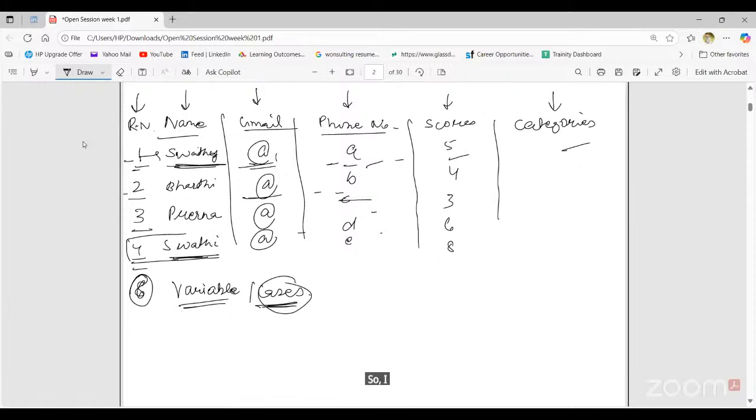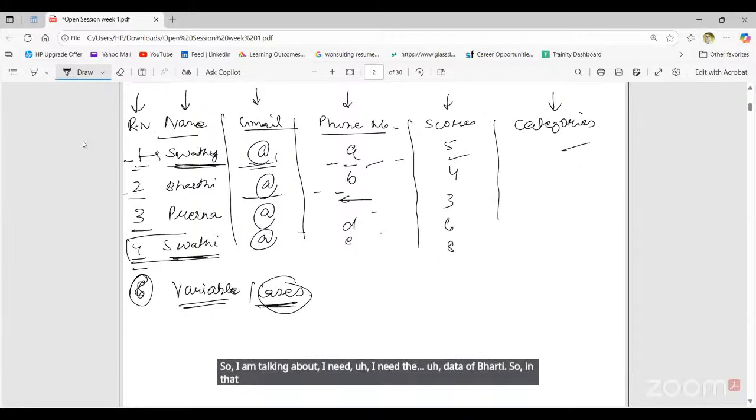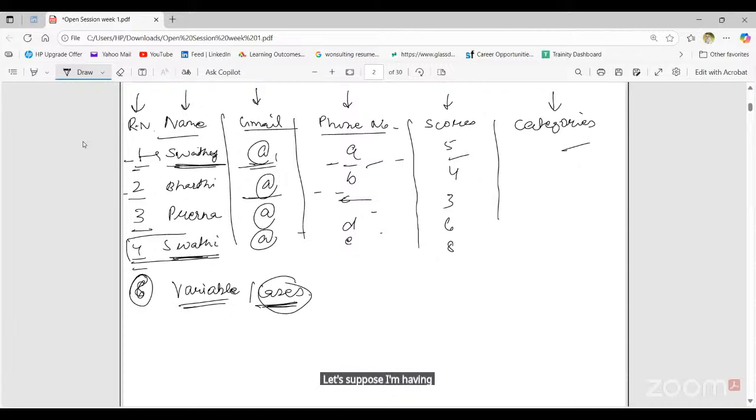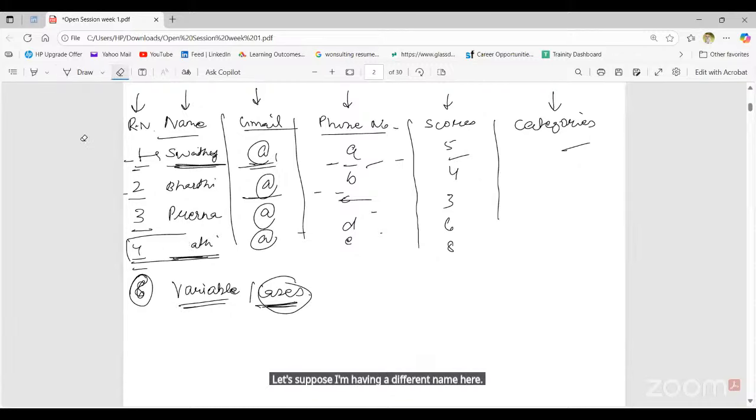So I am talking about I need the data of Bharti. In that case, let's suppose I'm having a different name here, let's suppose I have a unit.